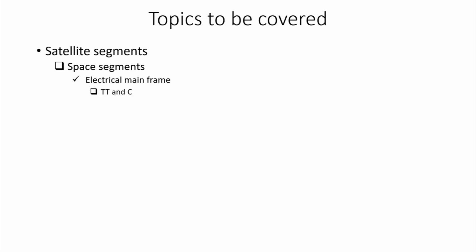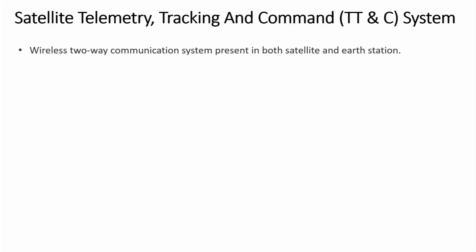So, in order to continue with the electrical mainframe, we will now consider a subsystem called the telemetry, tracking and command. Then we will discuss the attitude and orbital control system, and then we will discuss in short the different types of payloads which are used on board the satellite. So, now to start the discussion: satellite telemetry, tracking and command.